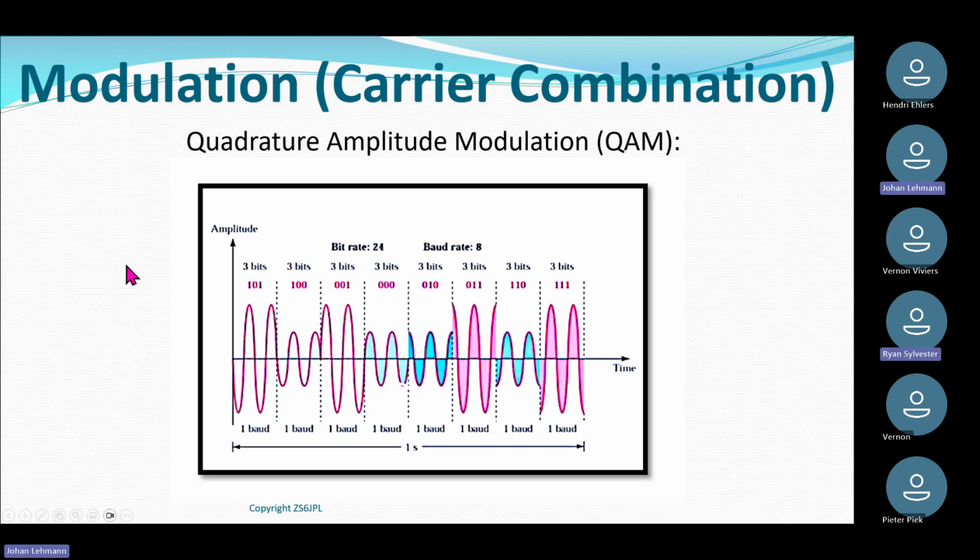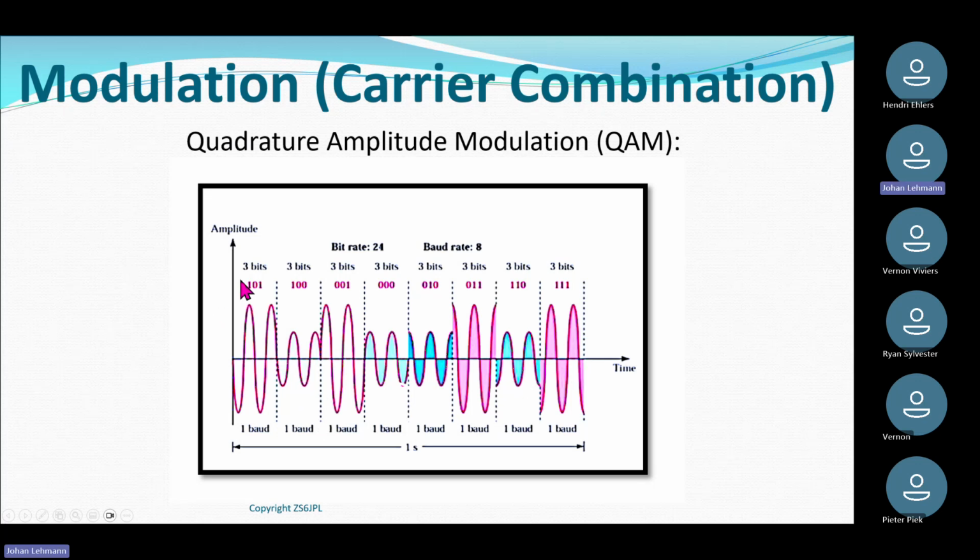We call it quadrature amplitude modulation, QAM. This is now combining amplitude modulation and phase shift modulation. It combines them into one modulation method, or modulation output. So if I look at this example, put on the screen for you.